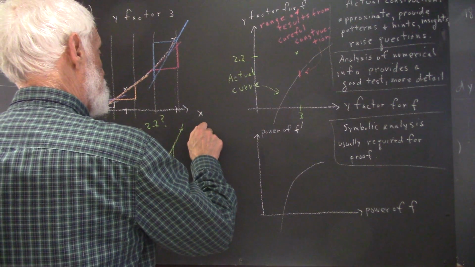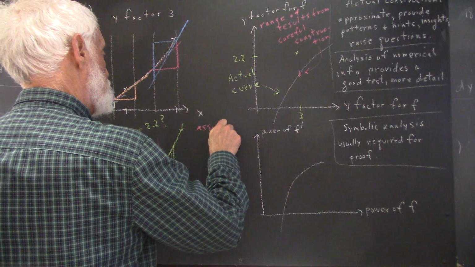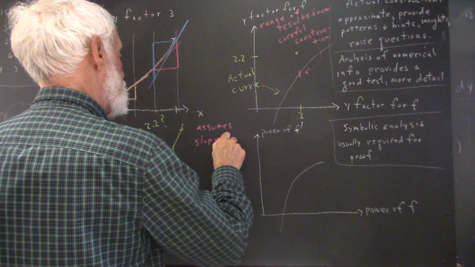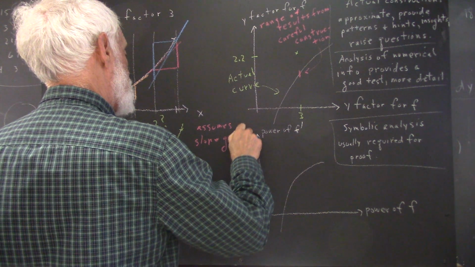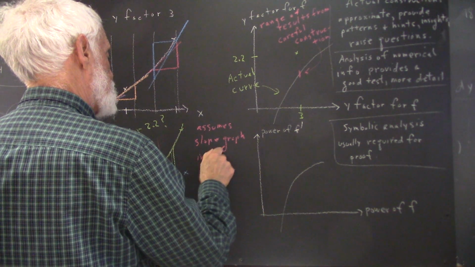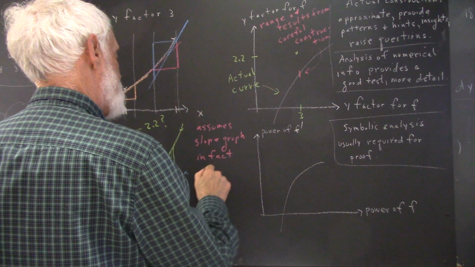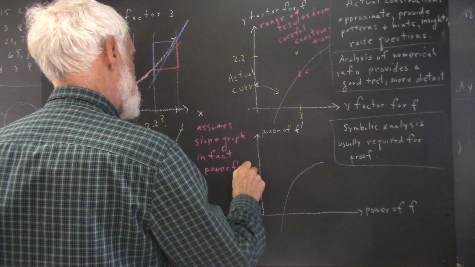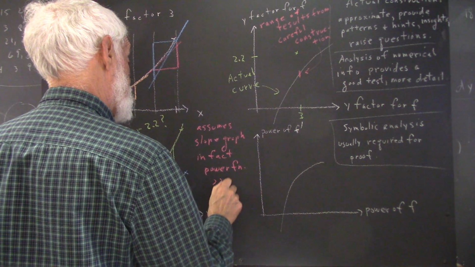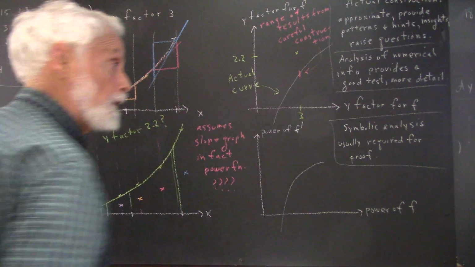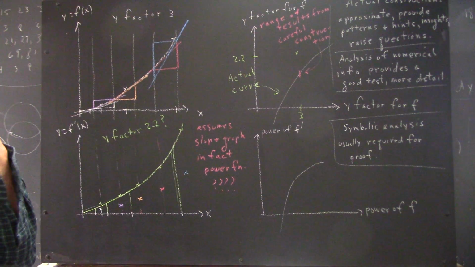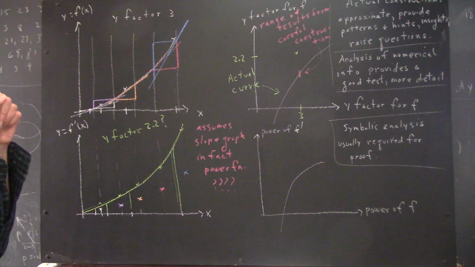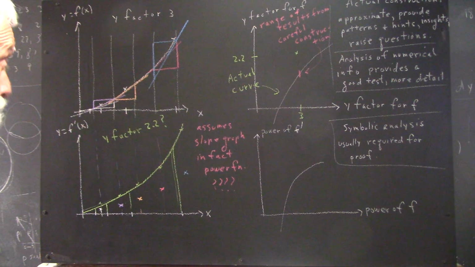So this assumes the slope graph is in fact a power function. Question marks there. Is that really so? Because we really haven't proven that. And this might then offer a counterexample.